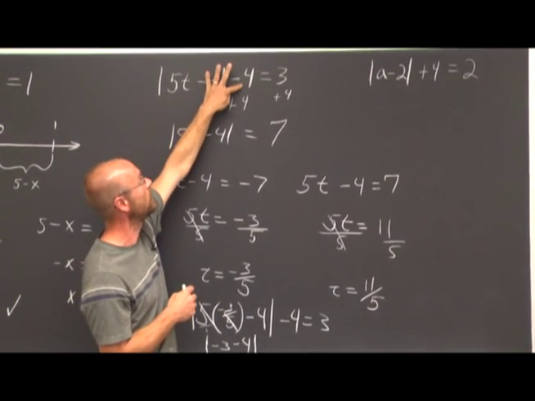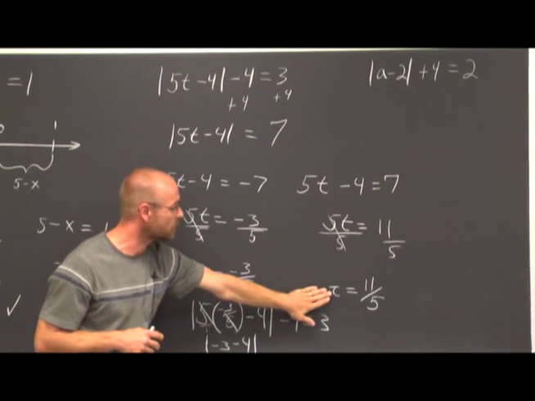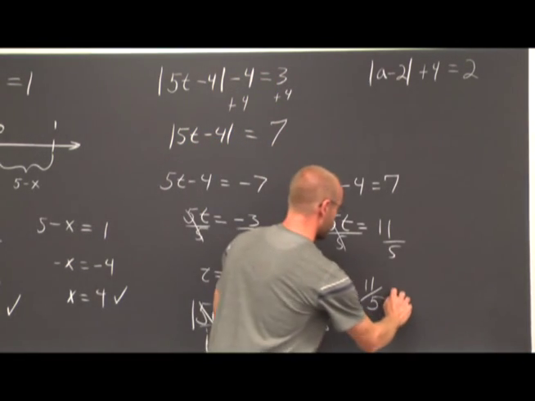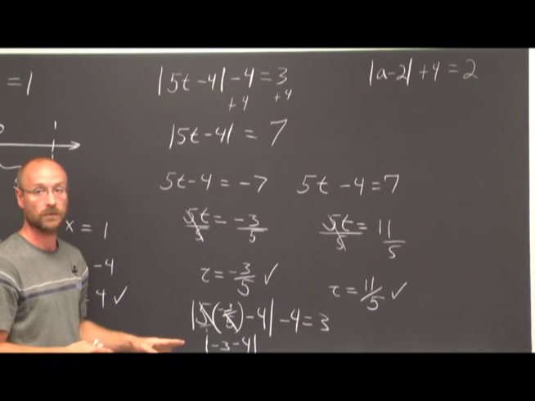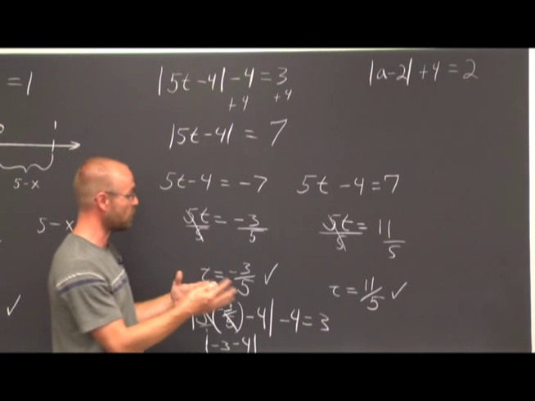So 7 minus 4 is in fact 3. So this does work, 11/5. So I'm going to check it. I checked both of them. They worked out. These are my two solutions. And I would answer any question accordingly.